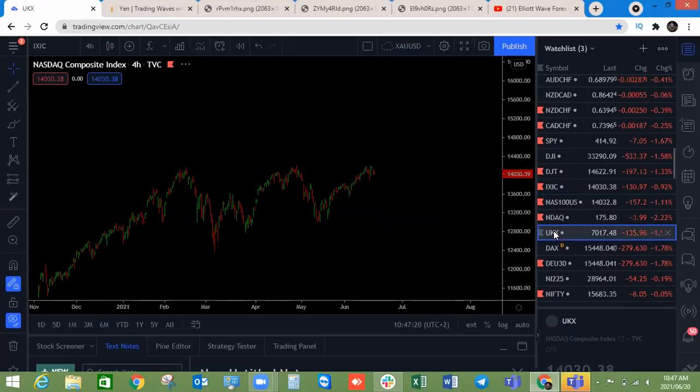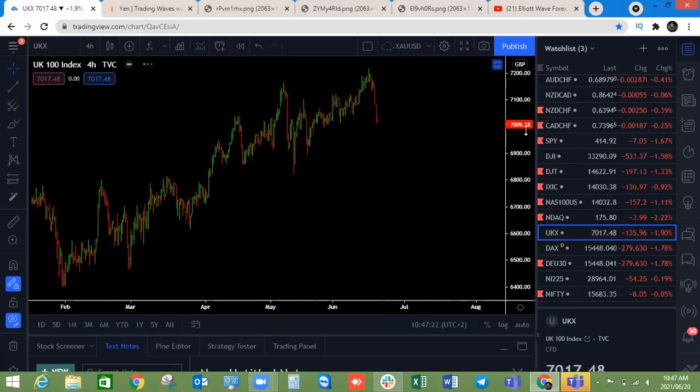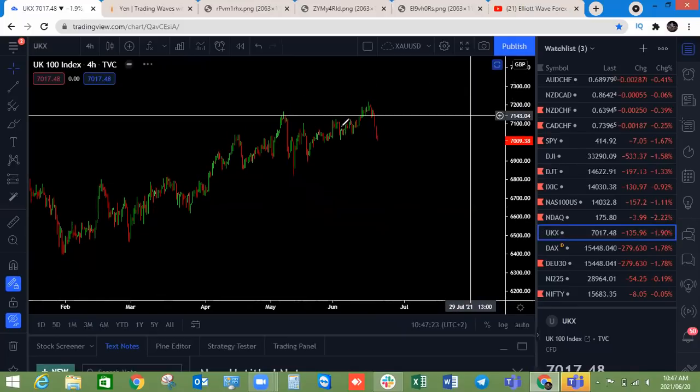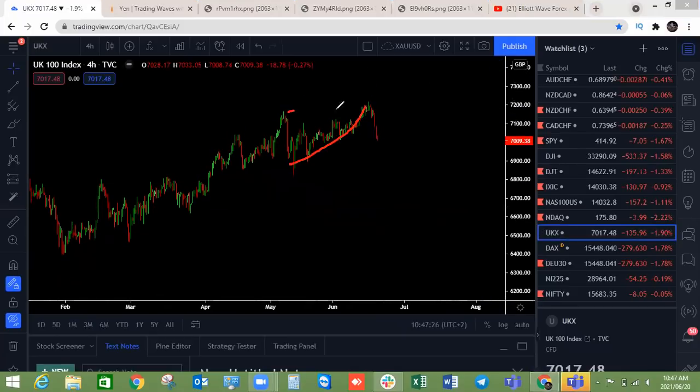Now looking at the UK 100. Similarly, the UK 100, we expected this to come and take the top here and then make a move to the downside. Textbook as forecasted. We're looking for this one now to continue to around these levels. If we're going to resume higher, the trade setups will have to come around these levels.